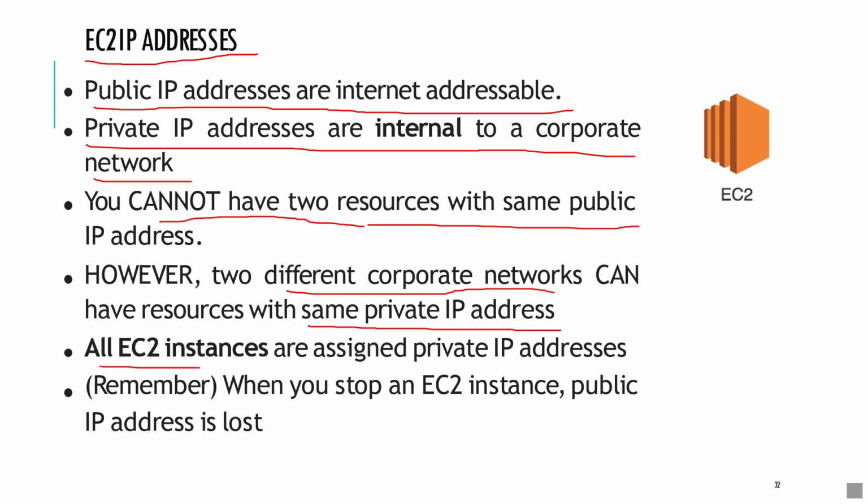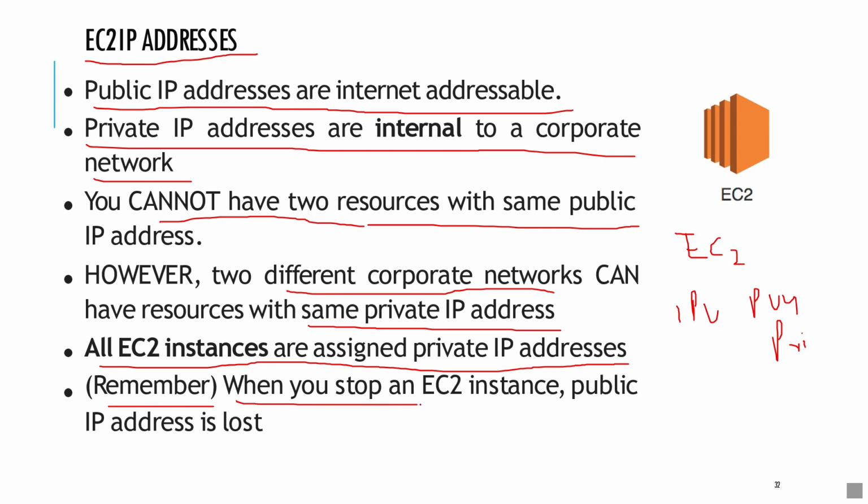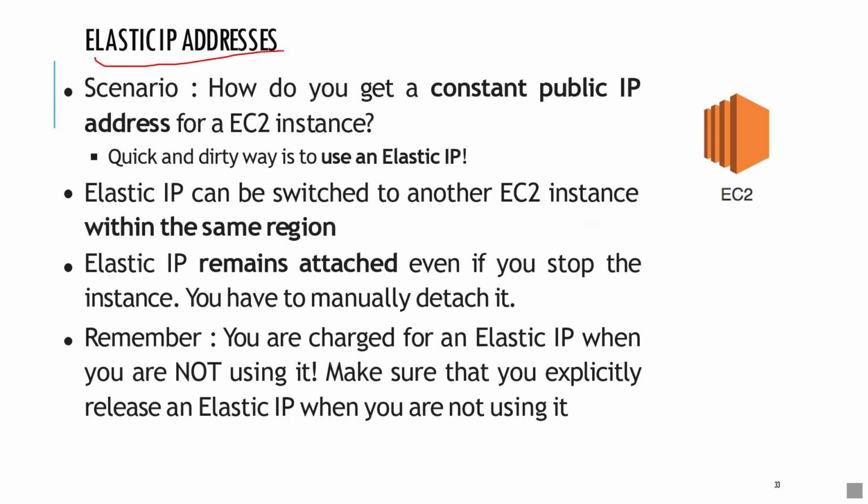All EC2 instances are assigned private IP addresses. While creating an EC2 instance, we can see that an IPv4 public address and an IPv4 private address are both assigned by EC2. One point to remember is that whenever we stop an EC2 instance, the public IP address is lost. If we want a constant IP address, we need to use an Elastic IP address.